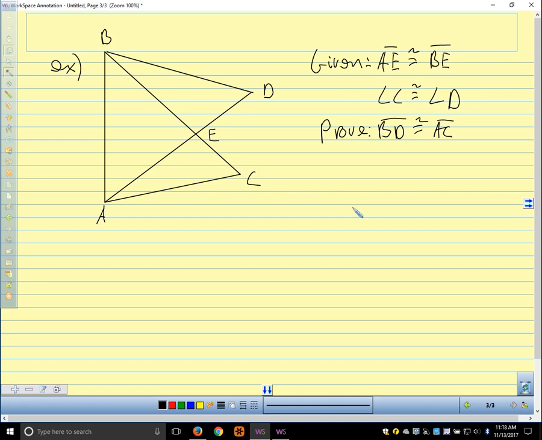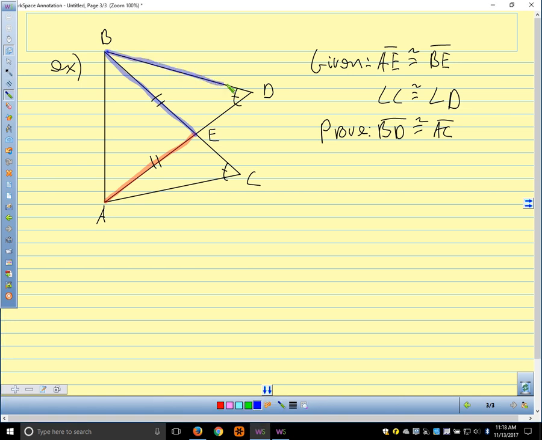So let's figure out what triangles are important. All right, first it says segment AE is congruent to segment BE. So I'm going to mark those two. And then it says angle C is congruent to angle D. So we know those two angles are congruent. And we want to prove that BD is congruent to segment AC.